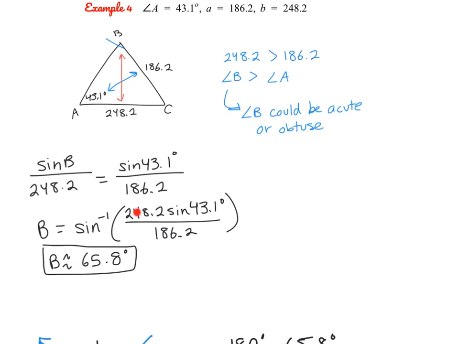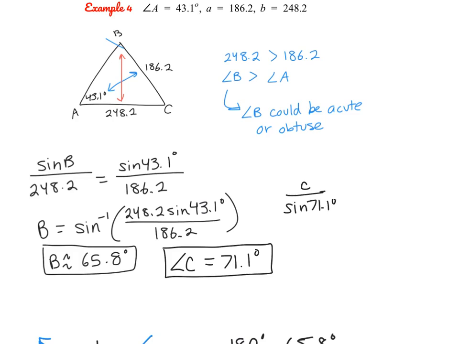Now, these two different angle B's give us two different triangles. So let's finish solving for this angle B. So we're assuming if this is angle B, then angle C would have to be 71.1 degrees. And then we can set up a ratio to find side C. So C over the sine of 71.1 degrees equals 186.2 over the sine of 43.1.